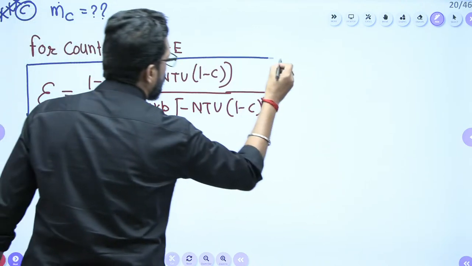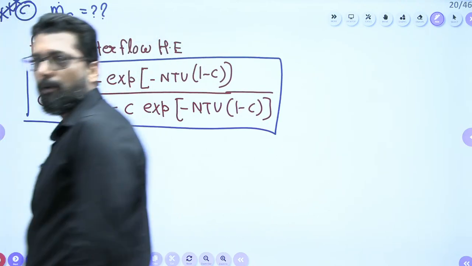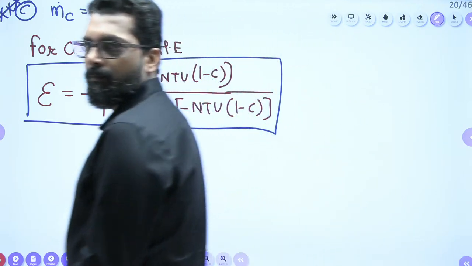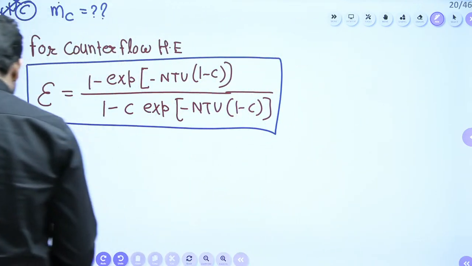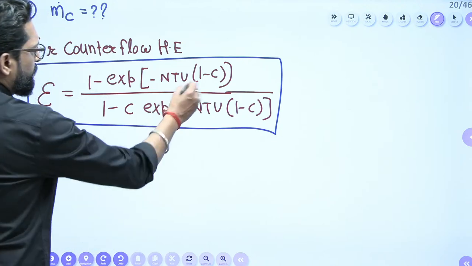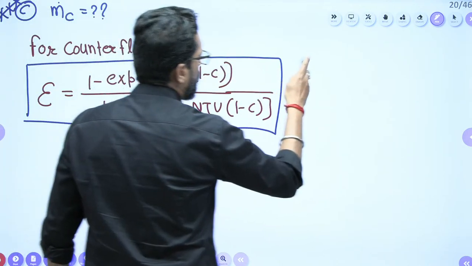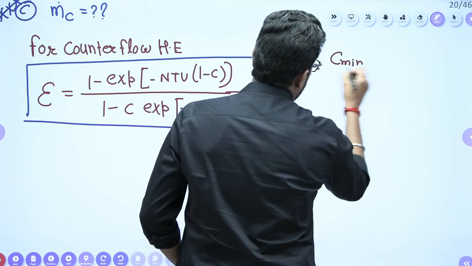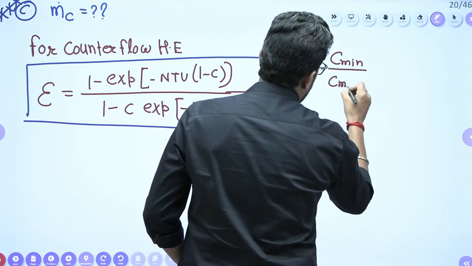This is for counter flow. Okay. Now, what is the C here? C is the capacity ratio. So, C is your C minimum by C maximum.